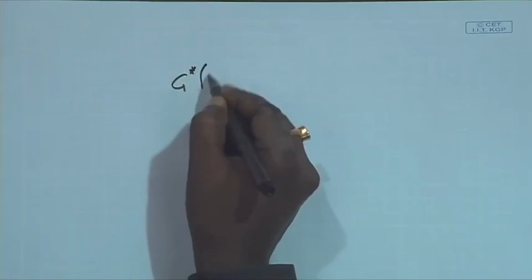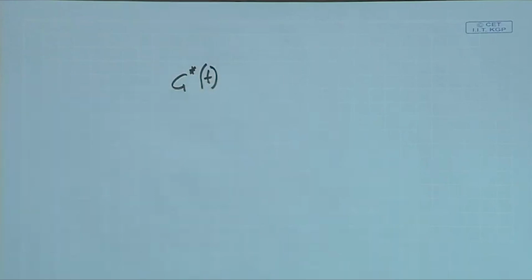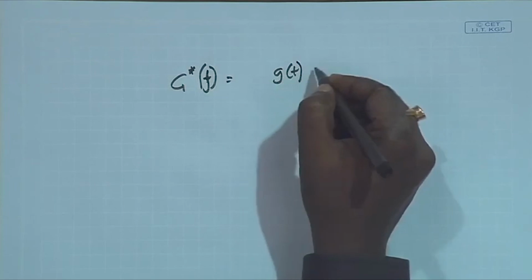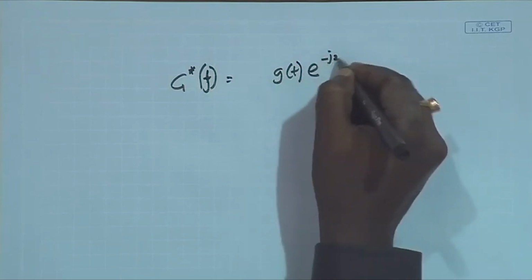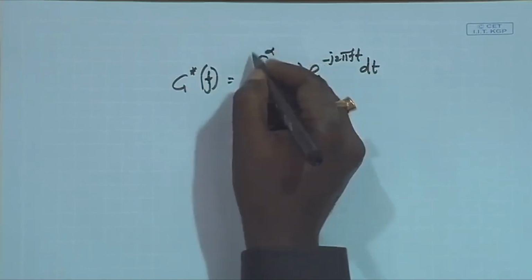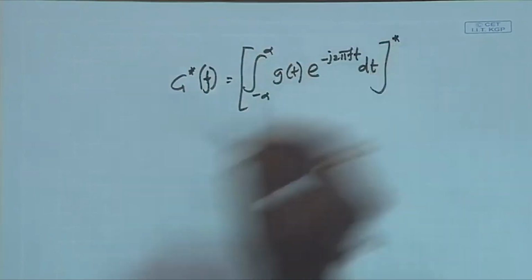Before that, let us see what happens in the Fourier series, that it has an even symmetric spectrum and all those things. Let us try to derive that part also. So, we are trying to derive the complex conjugate of G(f). Just write the expression of G(f) and we will take the complex conjugate. That is the integral from minus infinity to plus infinity of g(t) e to the power minus j 2 pi f t dt, and we take the complex conjugate of this.